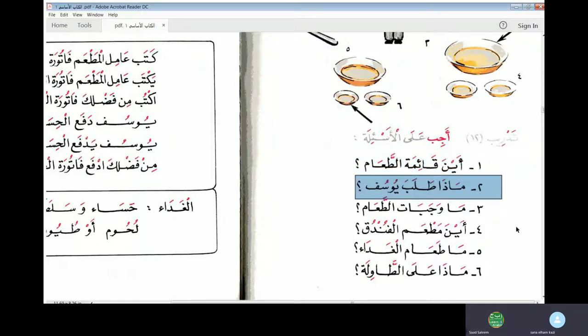What did Yusuf order, or what did Yusuf want? Ordered. So when should we use Yusufu and when should we use Yusufa? When Yusuf has done some action, we will use Dhamma. When the action is done on Yusuf, then we will use Fatha. Oh, okay. So when Yusuf is the object, we use Fatha, right? Yes. And when Yusuf is the subject, we will use Dhamma.